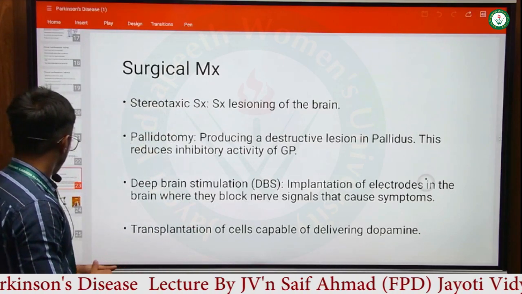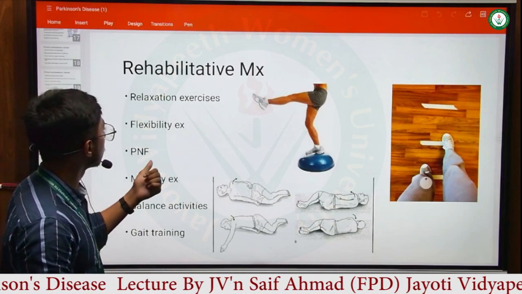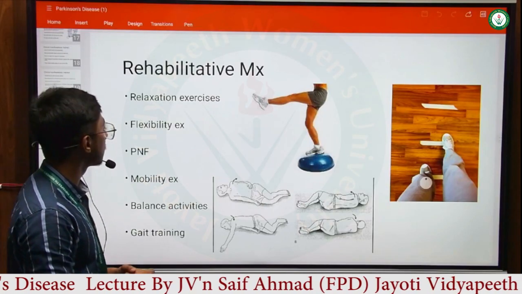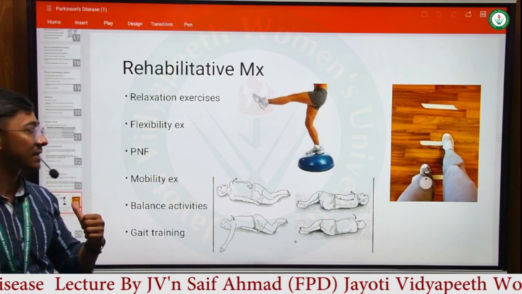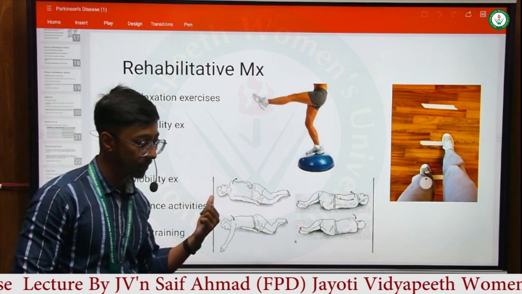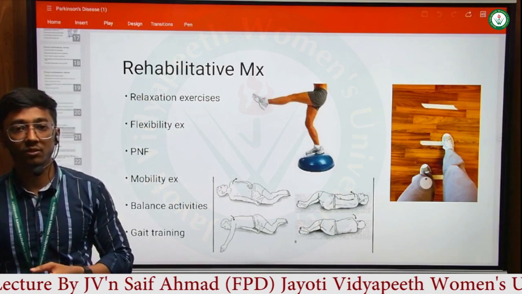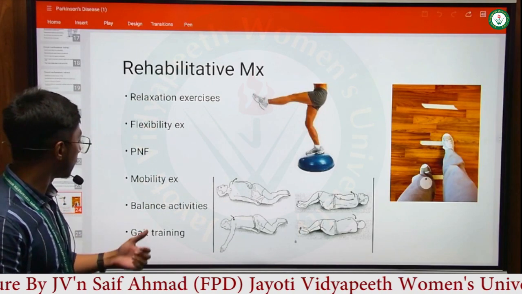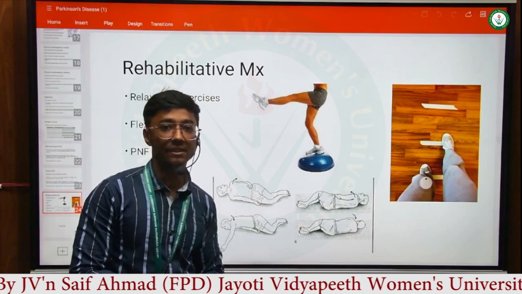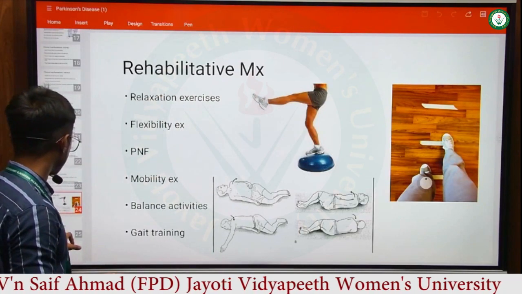Then the last treatment is rehabilitative treatment, which consists of rehabilitative exercise, flexibility exercise, PNF, which refers to proprioceptive neuromuscular facilitation, then mobility exercise, balance training exercise, and at last gait training exercise.